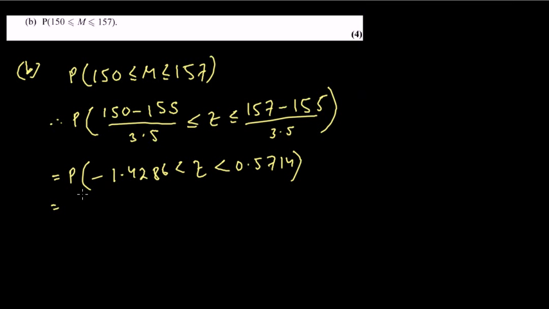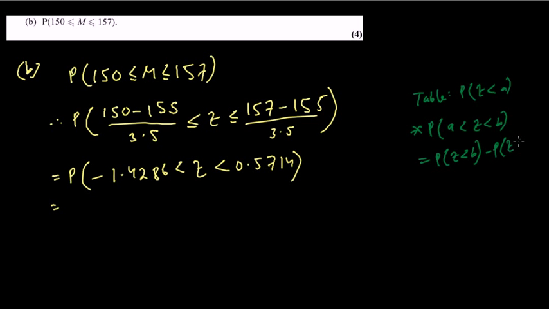So the rule is this: when you want to look up the table, you need z is less than a, or it can be equal to sign. So when you have z between a and b, you need to subtract: probability of z is less than b minus probability of z is less than a. This minus this is what you need.